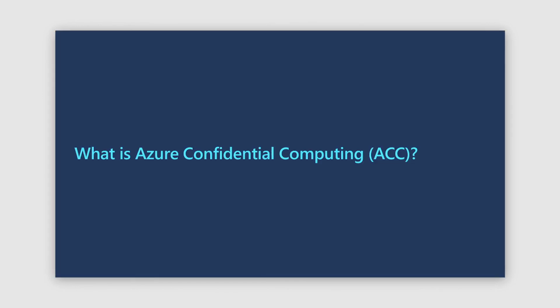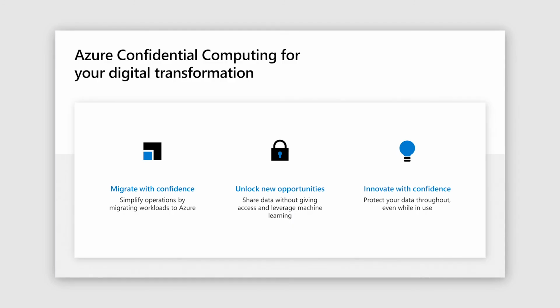First, we're going to cover what is Azure Confidential Computing. What Azure Confidential Computing lets you do, it lets you move forward on your digital transformation. It helps you migrate with confidence your privacy and security sensitive workloads to the cloud. It also helps you unlock new opportunities by leveraging many of the services that are provided in the Azure cloud, such as Azure Machine Learning or using Azure SQL. And it also helps you innovate with confidence.